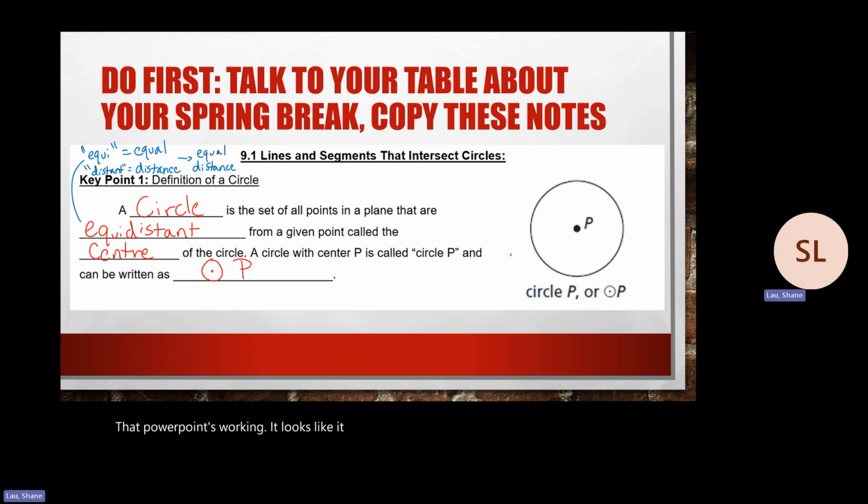Perfect. Okay, so here is our first section in Unit 9, circles. And of course, our warm-up says talk about your spring break. Copy those notes down, right?